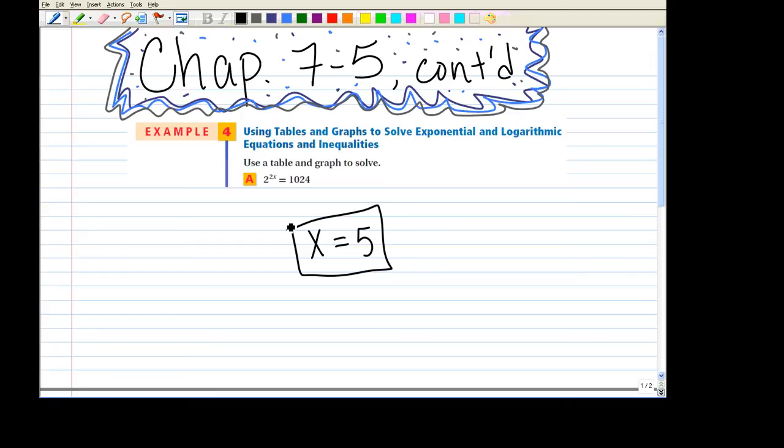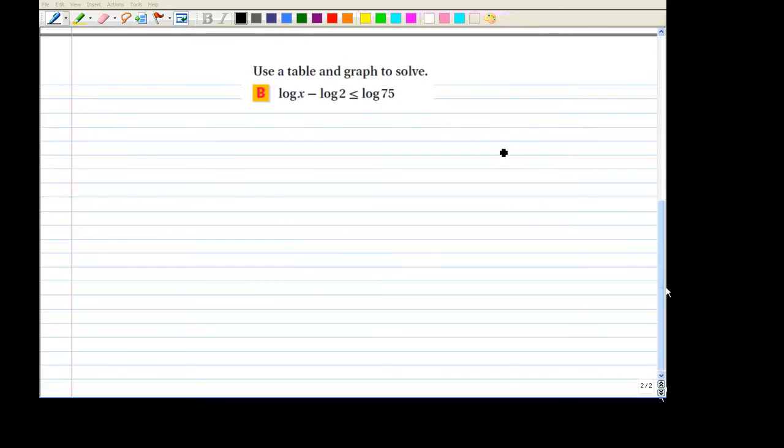Let's look at another example. Use a table and graph to solve log of x minus log of 2 is less than or equal to log of 75. So again, let's go over to the graphing calculator.